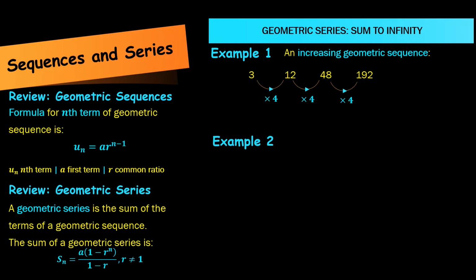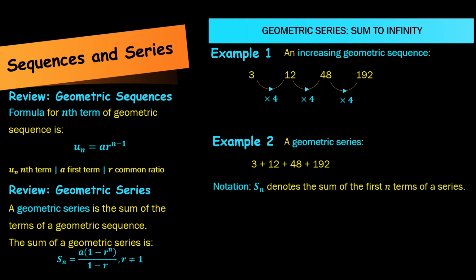Again, let's take a look at an example. A geometric series is when all of these numbers are added up. So the terms of the geometric sequence in example 1 are added together to give 3 plus 12 plus 48 plus 192. S subscript n denotes the sum of the first n terms of a series. So in this example, S subscript 4 is equal to 3 plus 12 plus 48 plus 192, which is 255.